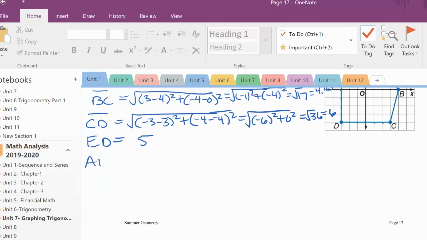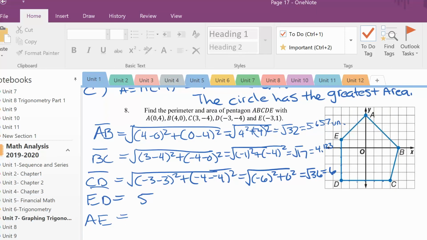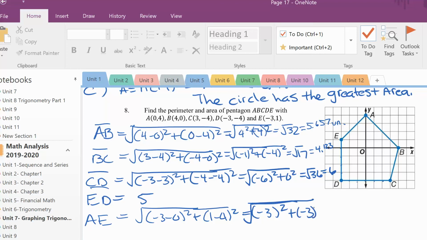Last but not least, AE. We have to do the distance formula. So we'd go negative 3 minus 0 squared plus 1 minus 4 squared. So it's negative 3 squared plus negative 3 squared. So it's equal to the square root of 18, which, when you calculate it, is equal to 4.243.